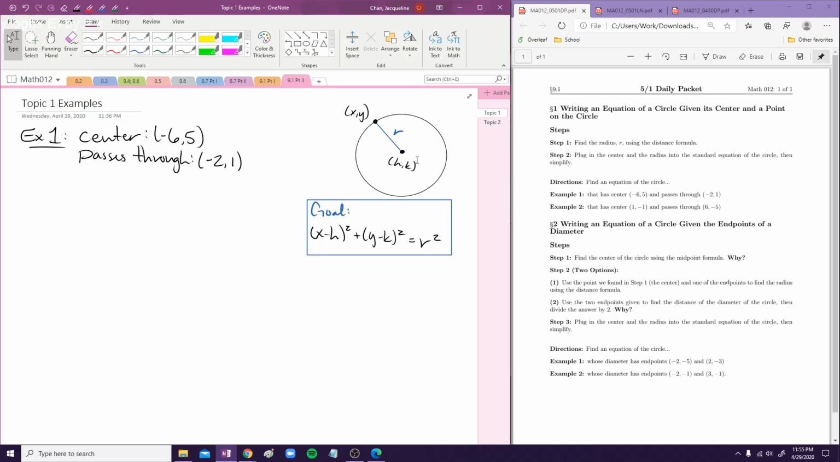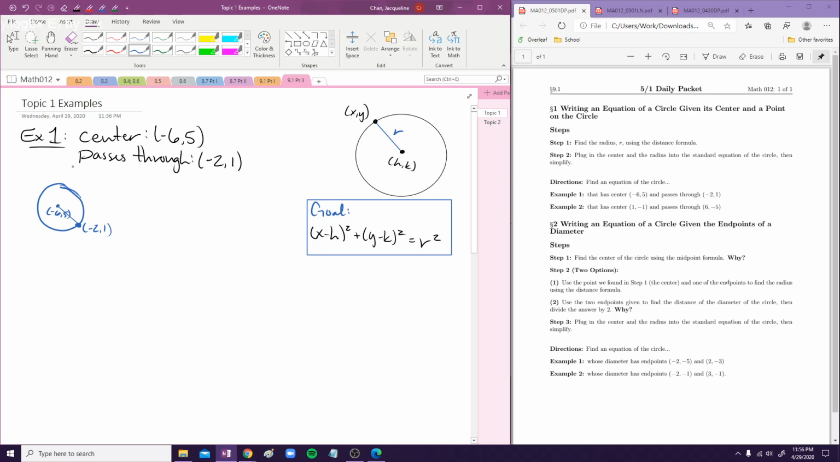The direction says find an equation of the circle that has center (negative 6, 5) and passes through (negative 2, 1). So we have a circle. The center is (negative 6, 5) and it passes through (negative 2, 1). Honestly, it doesn't matter where you put it, because this is just a sketch. But if you want to be precise, negative 6 is smaller than negative 2, so it's going to be on the left side, and 1 is less than 5, so I'm going to guess that (negative 2, 1) is over here. But again, it doesn't matter because any point we're given on the circle will be the same distance. If you just want to be accurate. So our goal is to find this line right here.